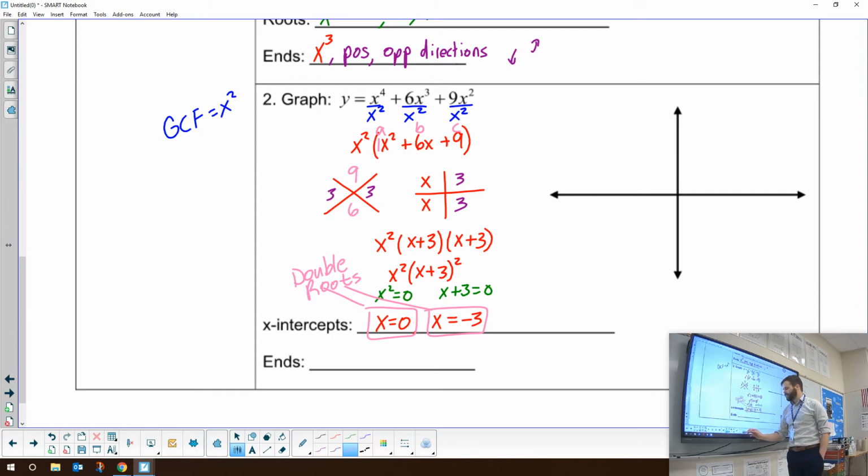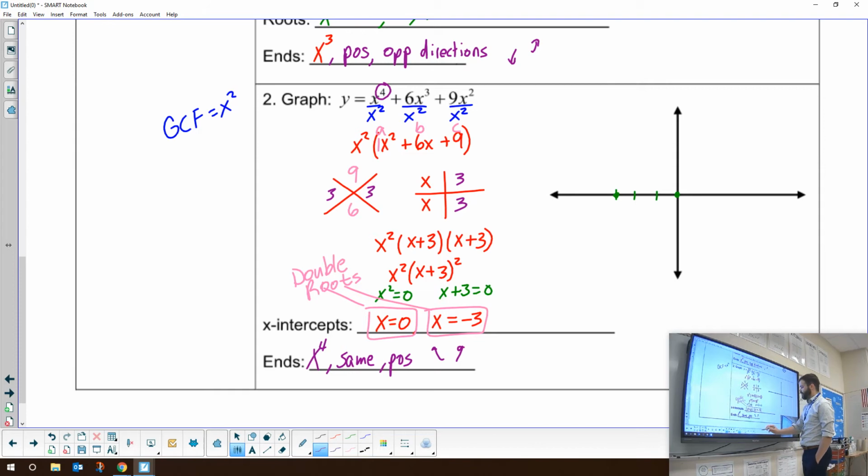Okay, let's talk about my endpoints. Well, let's go ahead and draw these on here. We're going to have one at 0 and one at negative 3. All right, my endpoints. Well, we look back at our beginning, we have the highest degree of x to the 4th, which makes sense because x squared times x plus 3 squared gives me x to the 4th as well. So we have x to the 4th, so that means they're going to go the same direction, and they're going to be positive. Okay, same direction positive, so they're going to open up and up like that.